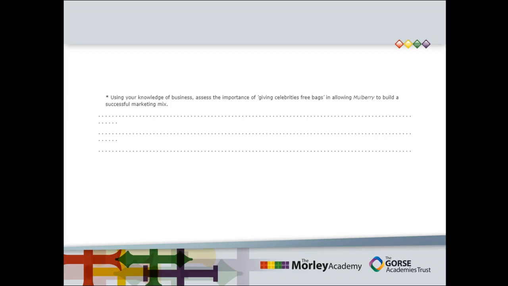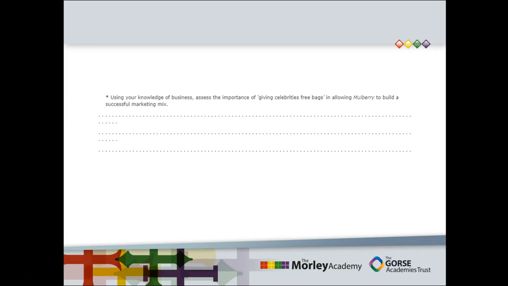And once you've looked at least a couple of the other P's, you can then conclude and say which you think. You might come back and agree with the examiner that giving away celebrities is the most important, or you may pick one of your other choices. But the 10 marker is all about agree with the examiner, then look at other aspects of business. Now, the one thing I would say here is you don't always just have to look at the marketing mix. In this case, give celebrities free bags is the most important thing for Mulberry. You might have a paragraph in there after you've agreed with them which says, well, actually, the motivation of workers or the ethics of the business is more important.